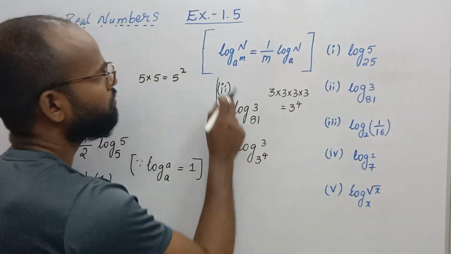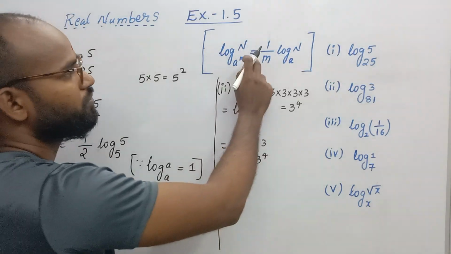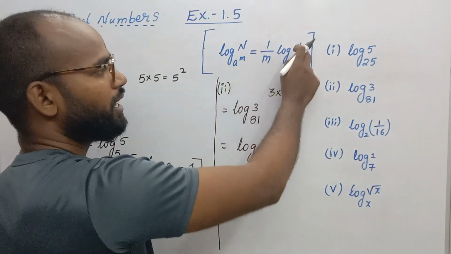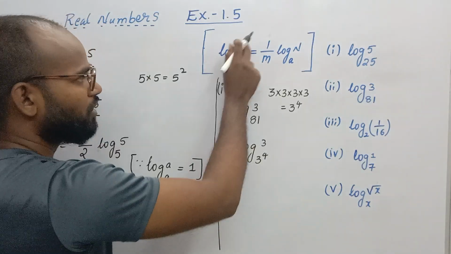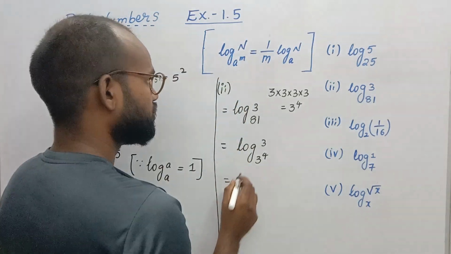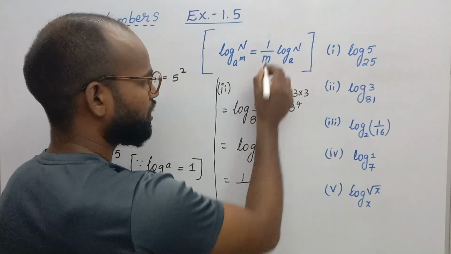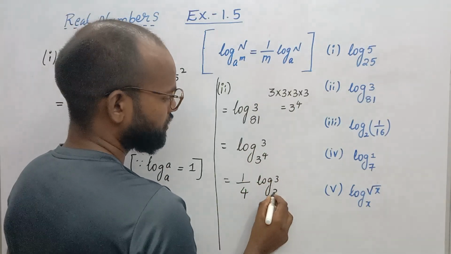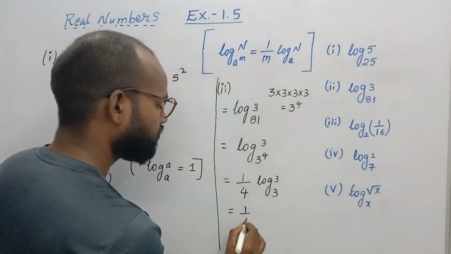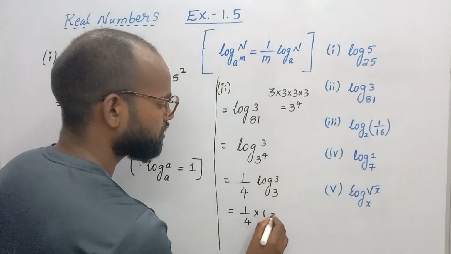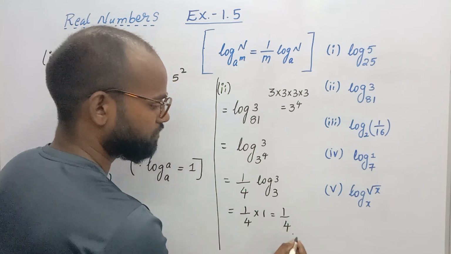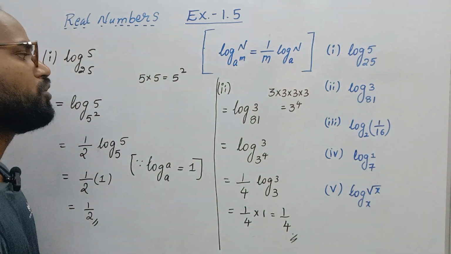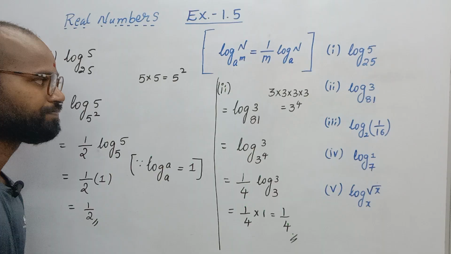So it is again in the form of log n base a power m equals 1 by m log n base a. So that is nothing but 1 by 4 into log 3 base 3. So that is nothing but 1 by 4 into 1. That is equal to 1 by 4, which is your answer. So that's all about these two questions. Okay.